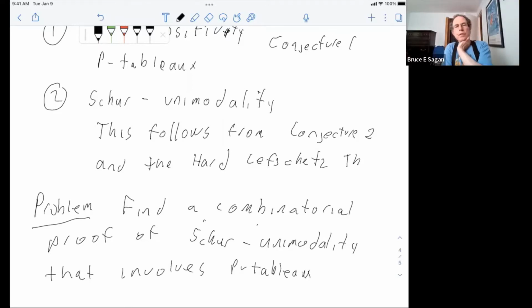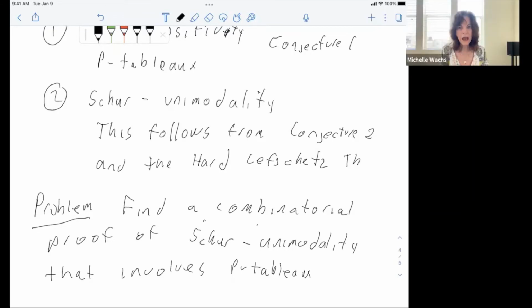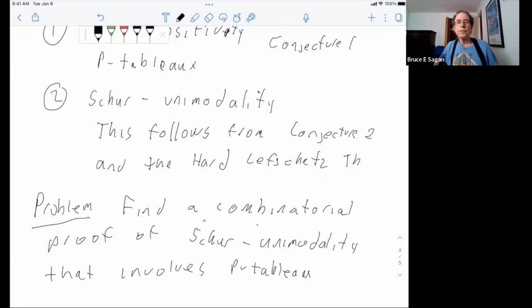Michelle? Yes. Sometimes to prove something combinatorially is unimodal, it's actually easier to prove that it's log concave combinatorially and then get the unimodality as a consequence. Do you know whether it's Schur log concave or not? For the path, we have conjectures that it is. We tested that on the computer, but I don't think we've tested beyond that. That's a good question.